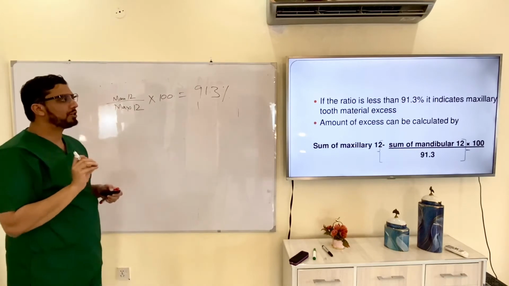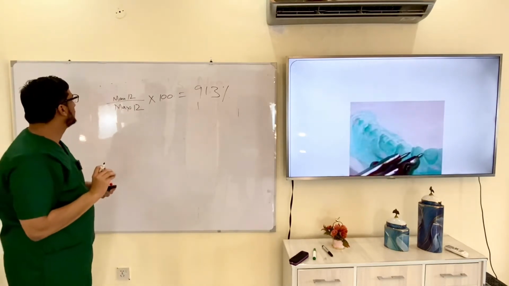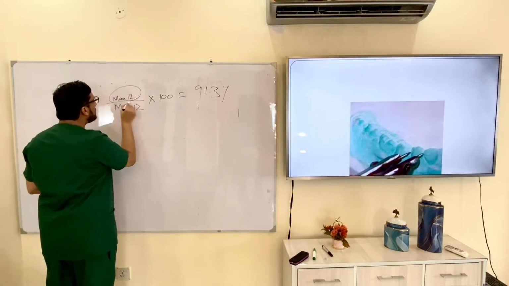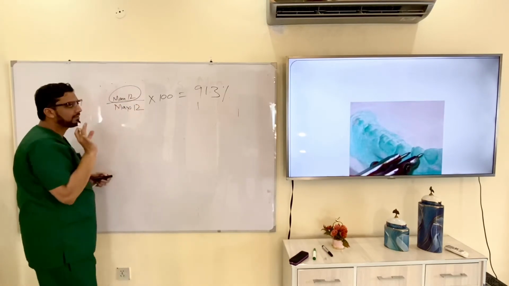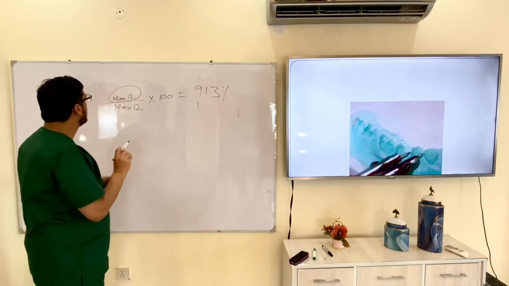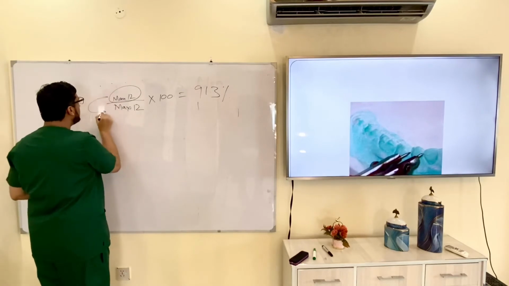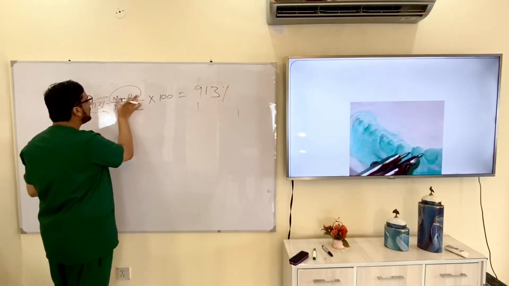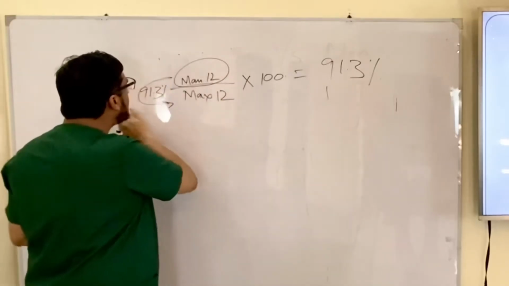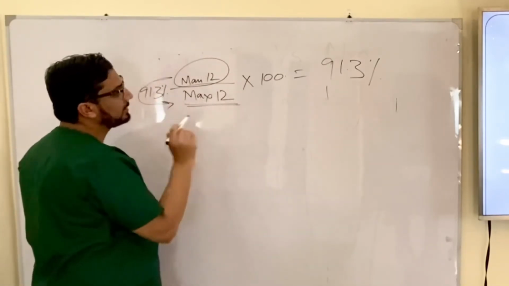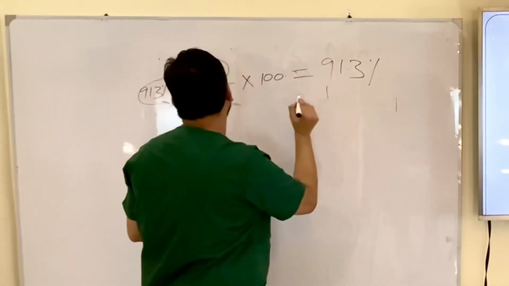It means to say that the mesiodistal width of the 12 mandibular teeth is 91.3% of the maxillary teeth. The mesiodistal width of the sum of the 12 mandibular teeth is 91.3% of the maxillary 12 teeth. This ratio tells us this.